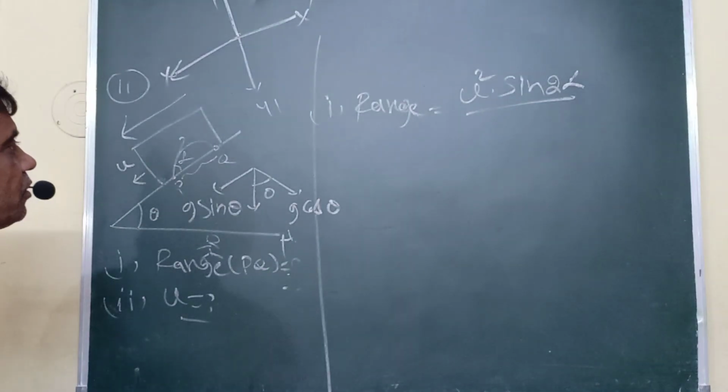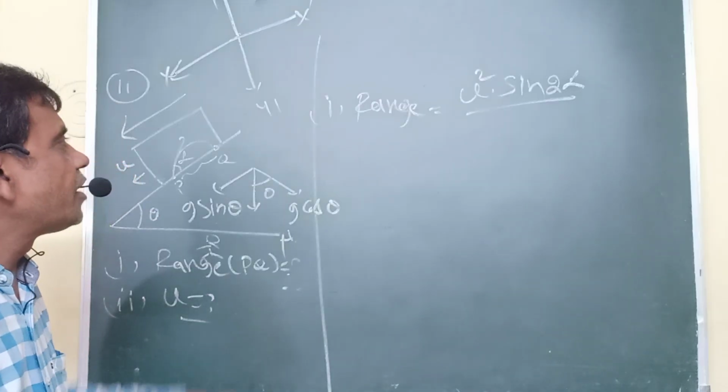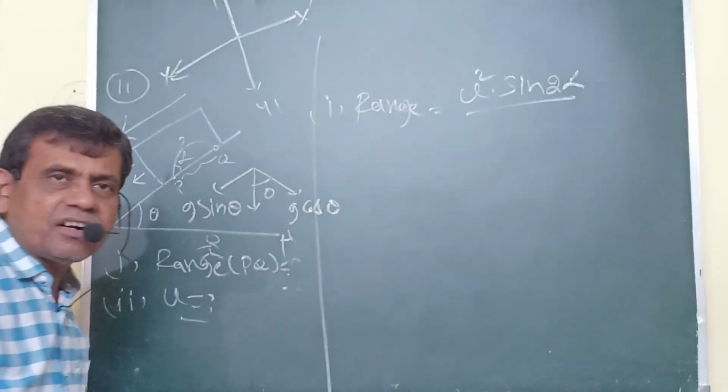What is the formula for range now? G means always acceleration due to gravity, taken downward. What is the formula for range? U square sin 2 theta by g. And g here, what am I taking? G cos theta.